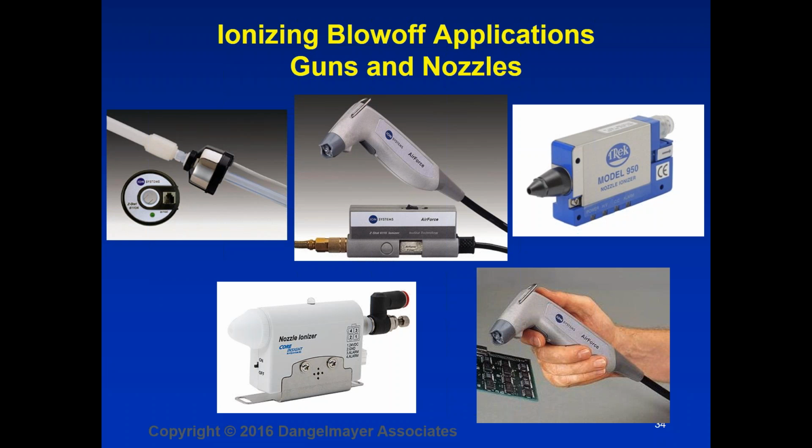Here are your ionizing blow-off guns and nozzles. They come in many, many different shapes and sizes. What they're doing is using a compressed gas flow to remove the charge from objects fairly quickly. In some cases, not only are they meant to remove charge, but they're also meant to remove particles and clean the object. So they have a cleaning function as well.